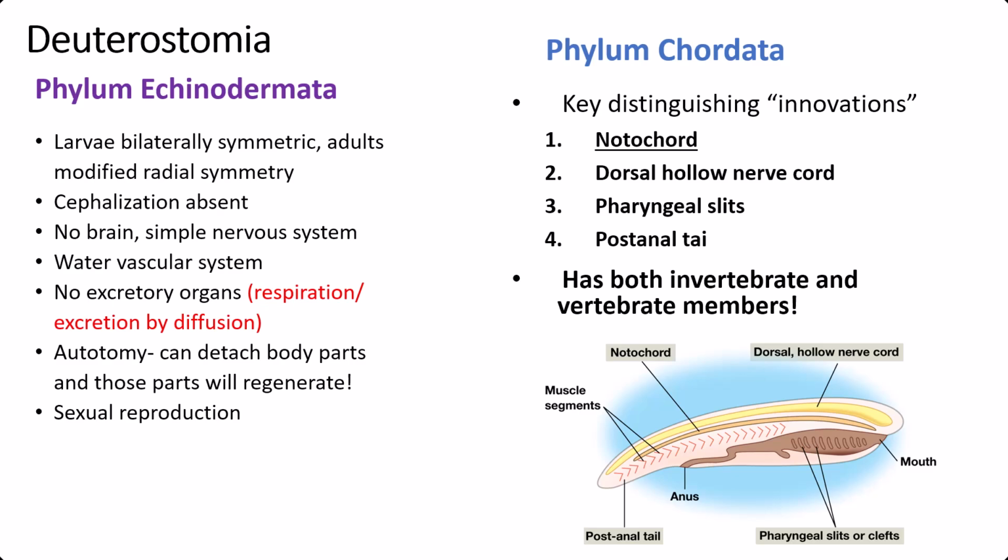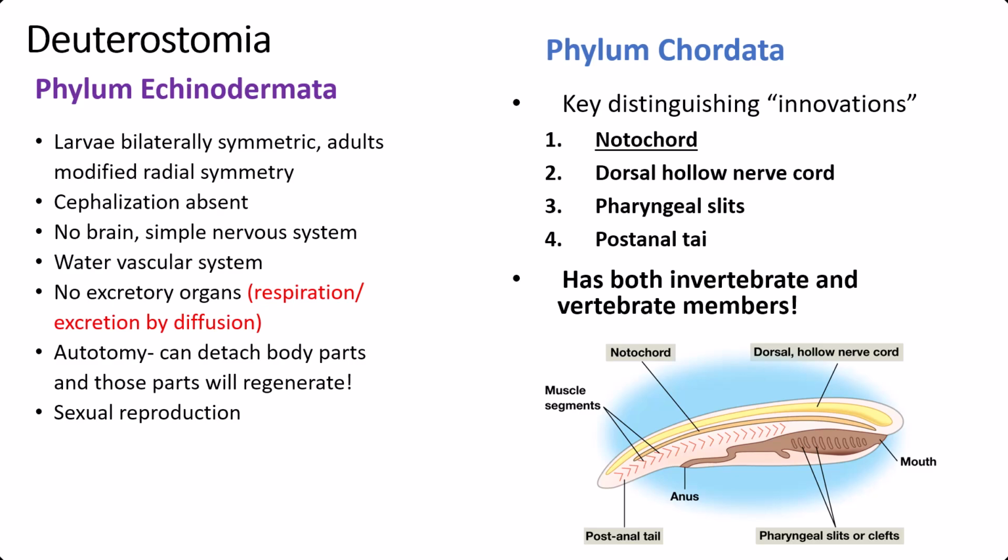Then we've got the phylum Chordata, which is the phylum that we are in. And kind of the key distinguishing innovations for this are that they have a notochord, which is a supporting rod. They have a dorsal hollow nerve cord, so dorsal is backside. They have pharyngeal slits or clefts and a postanal tail. And the Chordata phylum has both invertebrate and vertebrate members.